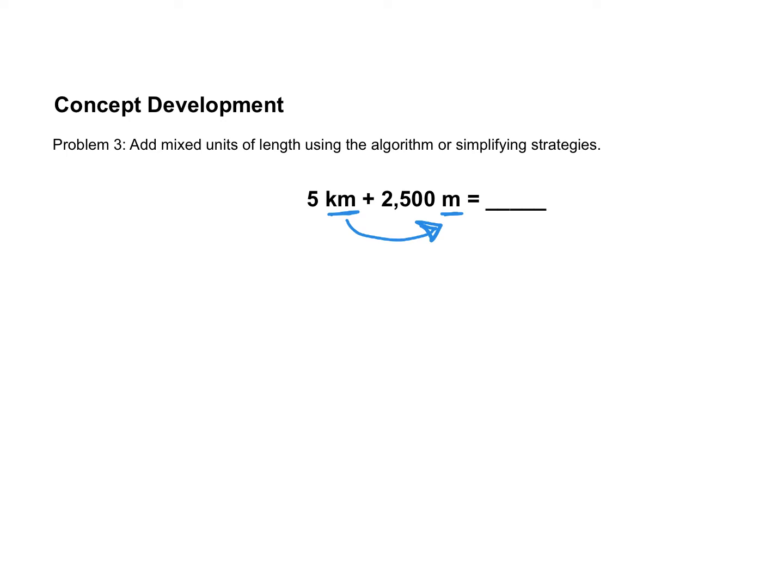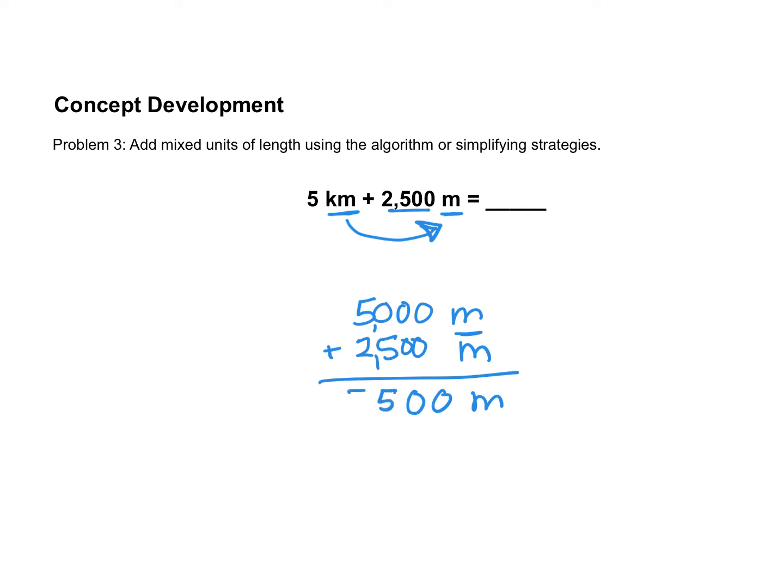So I know that 5 kilometers is the same thing as 5,000 meters. And now that I'm in meters, I can easily add the 2,500 meters. We can put the commas in if you want, though as you know, I often don't. Since we're both in meters, that's great. Our answer will be in meters. When we add them up, we end up with 7,500 meters.